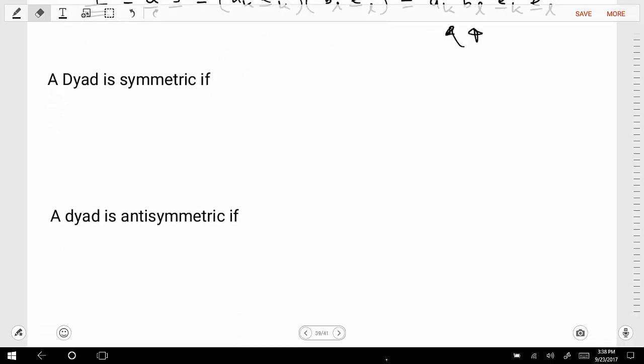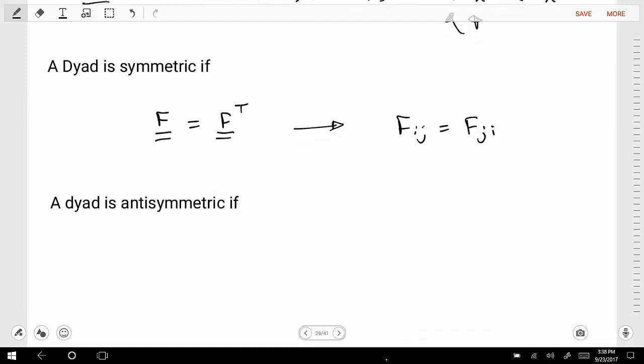Now some rules about symmetry and asymmetry. We can say a dyad is symmetric if that dyadic tensor is equal to the transpose of itself, right? So in component form, F_ij, so F with indexes ij, is the same thing as F_ji. So our off-diagonal terms are identical. And we could say F12 is equal to F21, F13 is equal to F31, and F23 is equal to F32. Right, so our off-diagonals are identical.